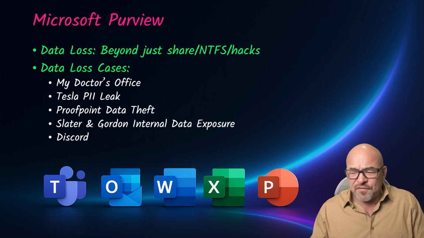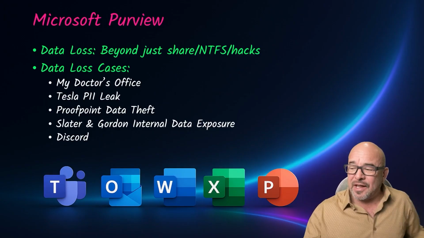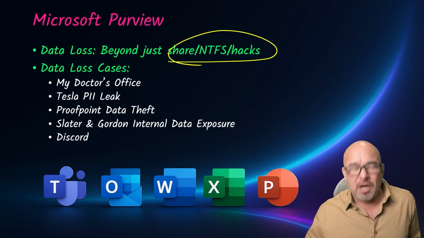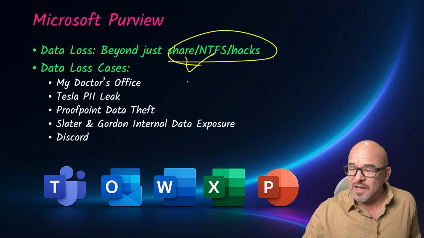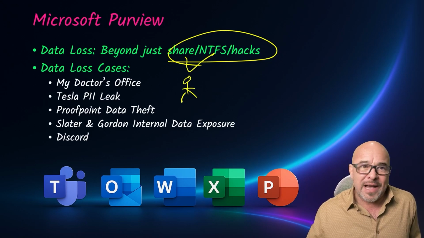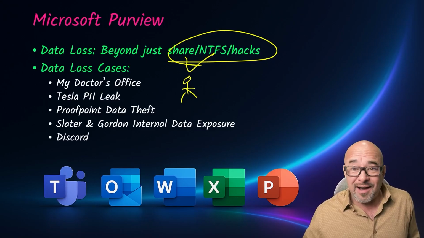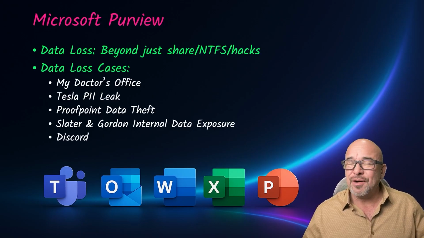So yeah, these are just a few examples. And this happens all the time where data gets leaked. And again, it goes well beyond hackers or share permissions and NTFS permissions. These are people that probably already, especially in the case of share and NTFS permissions, these are people that already have access. We've granted them access. They're supposed to be able to access that data for performing their job. Thing is, if they mishandle it, that's still a data breach. And we'll be taking a look at some of this as we go.